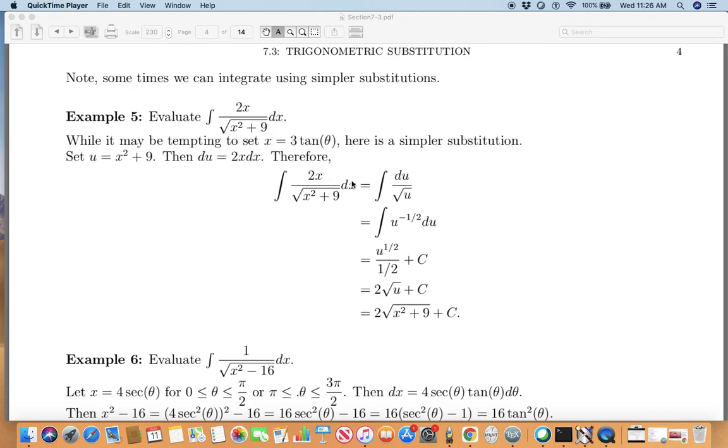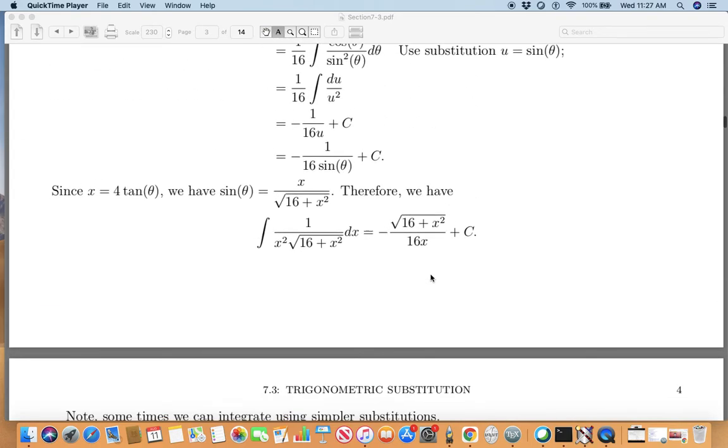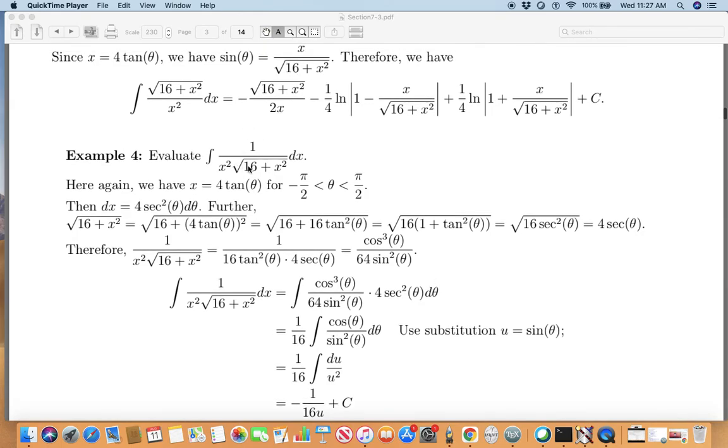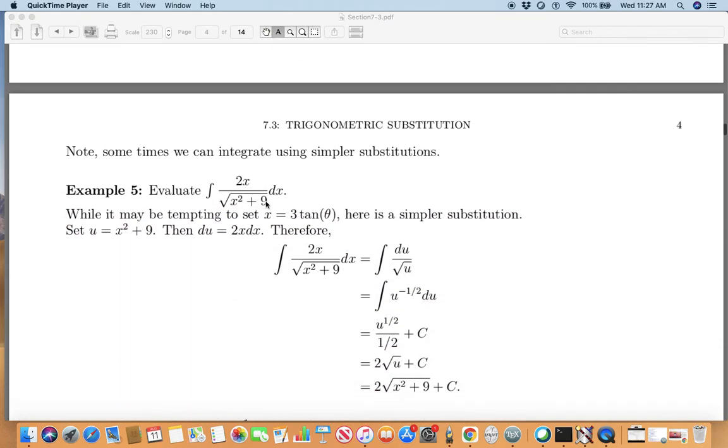So 2x dx is nothing but du. x squared plus 9 is nothing but u. So you are looking at the integral of u to the negative half. Its integral is straightforward, right? So 2 square root u plus c. But u is x squared plus 9. So that's your integral. So notice sometimes you need trigonometric substitutions like here, but sometimes you don't.